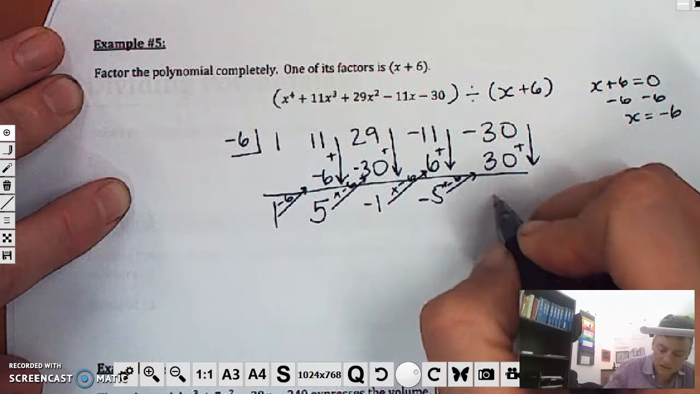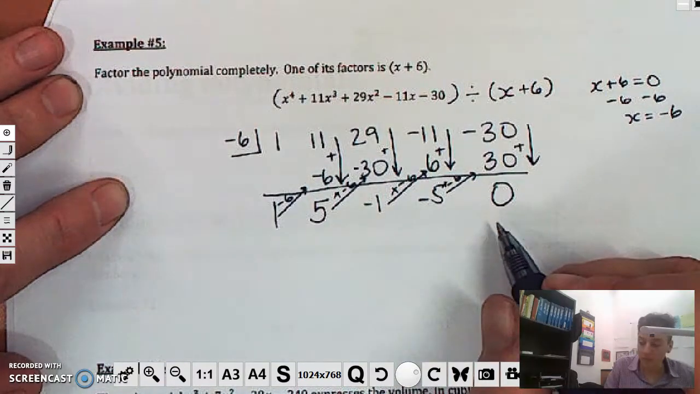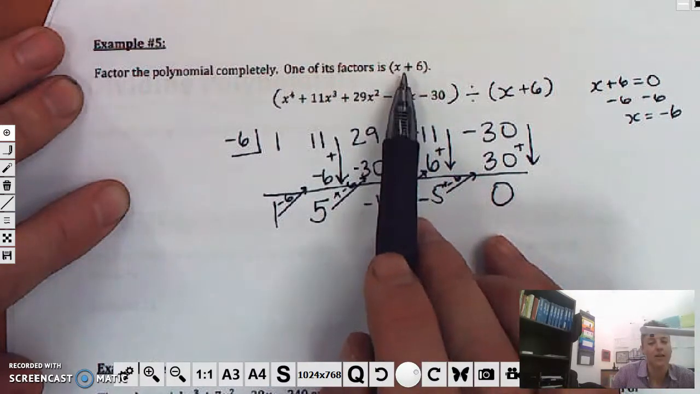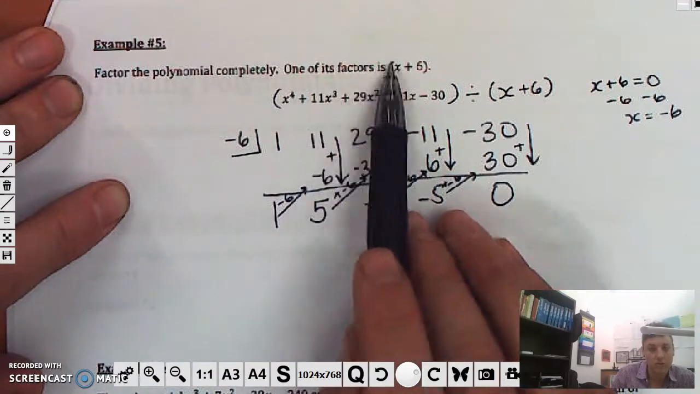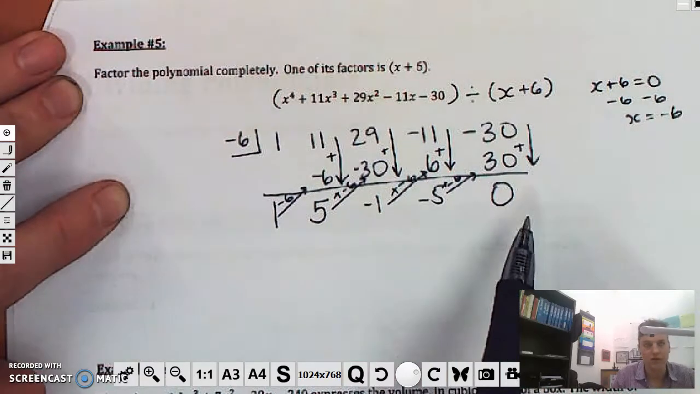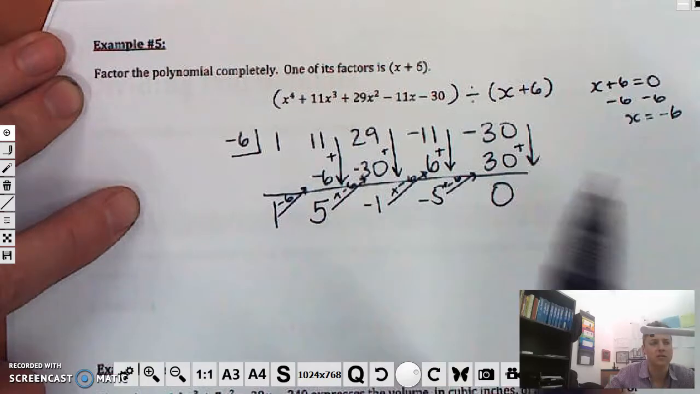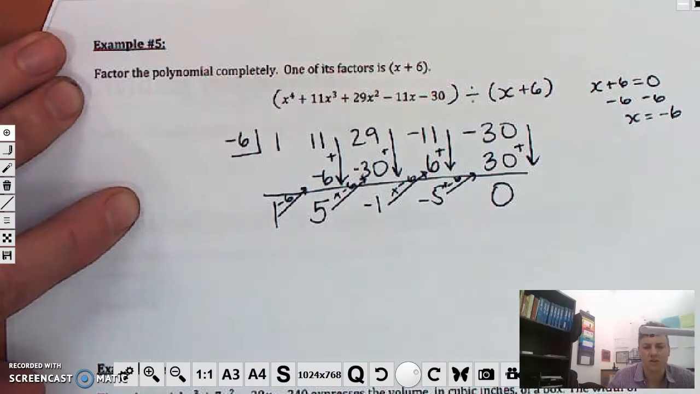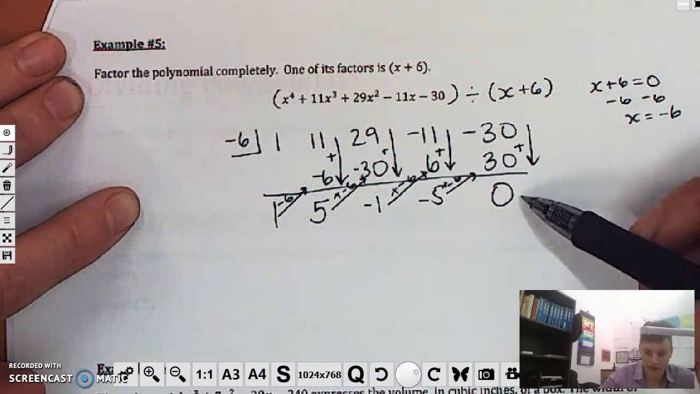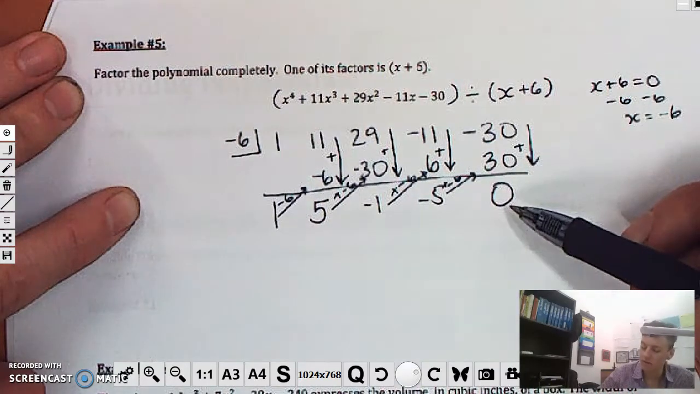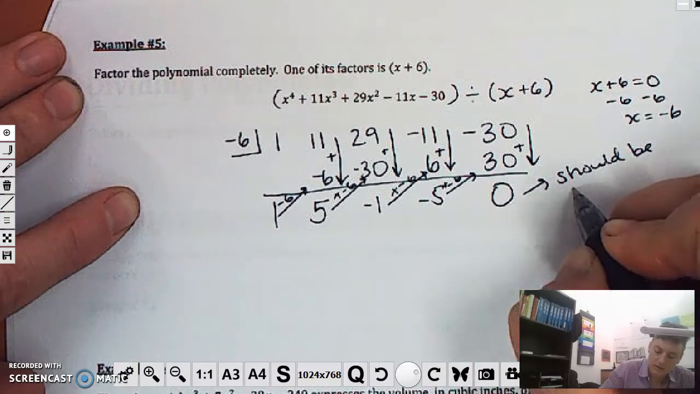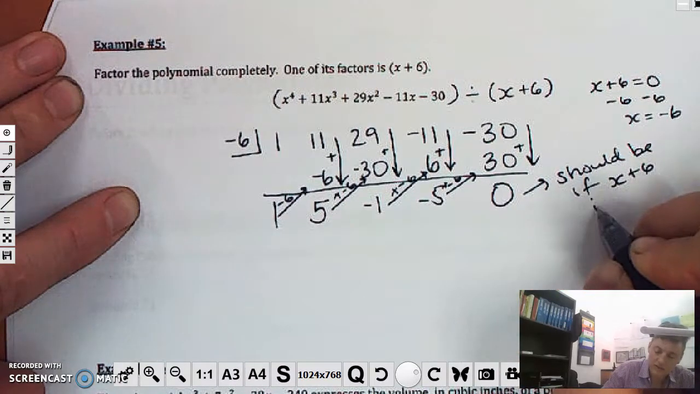Add straight down, we get a 0, which means we have no remainder, which should happen if one of the factors is x plus 6. So if we have a factor here that's a true factor, our remainder better be 0. Because when we put things in factored form, we don't ever see plus something over something, right? That is not how that works. It should be perfectly divisible and have a remainder of 0, which it does. So 0 is our remainder, which it should be if x plus 6 is a factor.